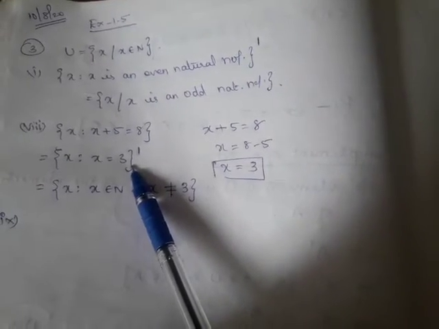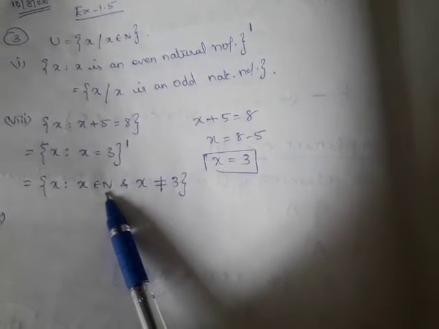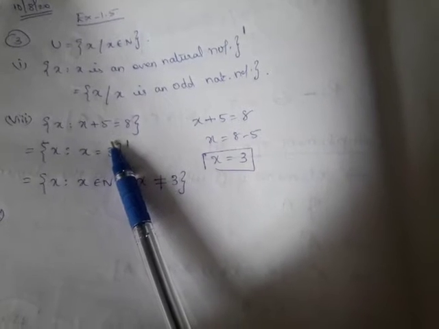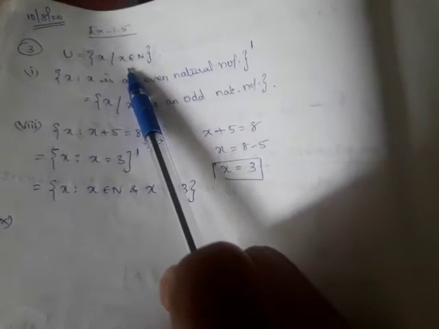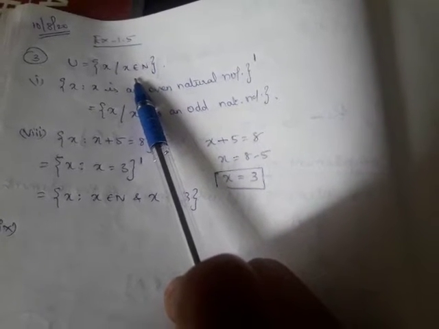Leaving 3, all the remaining elements from the natural numbers. How do we know this is a natural number? Because it is not mentioned in the question, but it is given in the universal set. In the question they have stated the universal set is the set of all natural numbers.